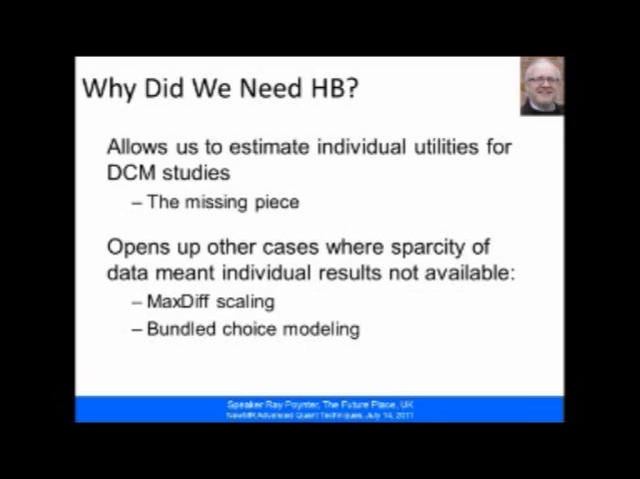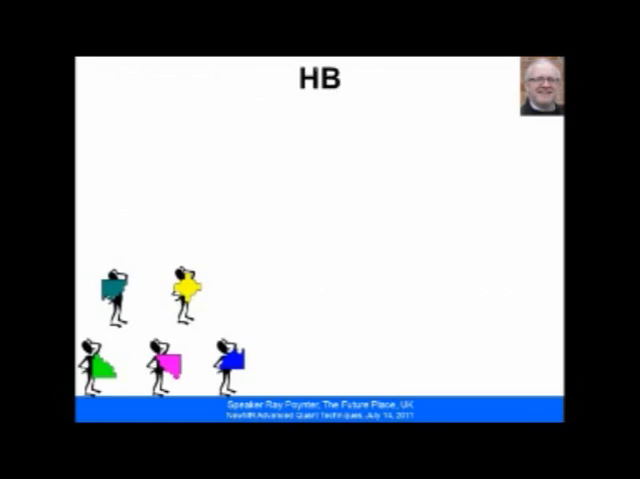Hierarchical Bayes also opens up other cases where sparsity of data meant individual results were not available. So it's very often used in MaxDiff to avoid people having to do masses and masses of MaxDiff. It can be used in bundled choice modeling scenarios, again, to reduce the number of questions that are asked to each person. So hierarchical Bayes is very, very useful in that it reduces the number of questions we ask each respondent without us having to give up on the amount of information we get at the end of the day. And here is an incredibly simplified idea of how it does that.